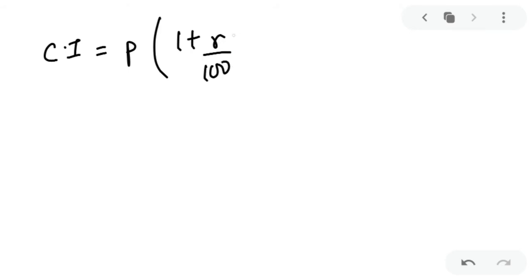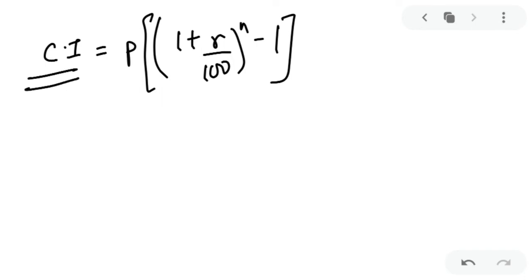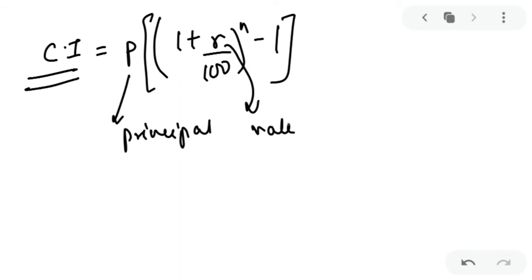Next, if I want CI, I can go for principal [(1 + R/100)^N - 1]. So if you want to get compound interest directly, you can use this formula. Again, this is your principal, this is your rate of interest, and this is the number of years.